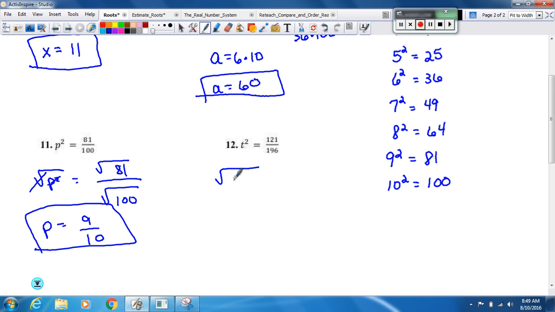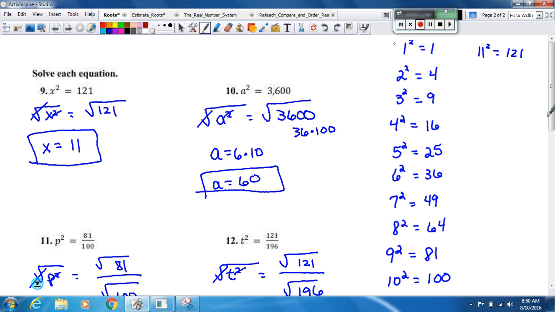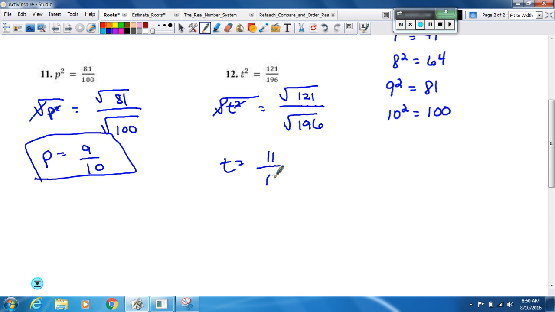This one, the square root of t squared equals the square root of 121 over the square root of 196. Opposites cancel. t equals the square root of 121, which we said earlier was 11. 196, I didn't do 196. 12 squared equals 144. 13 times 13 is 169. 14 times 14 is 196. So that's a 14. 11 over 14 is the answer to number 12.